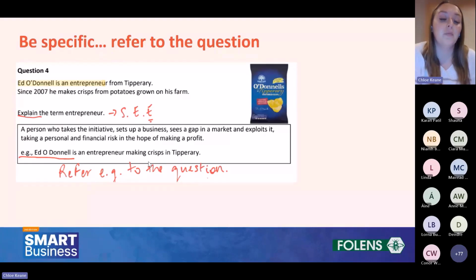They've spoken about Ed O'Donnell as the entrepreneur. So when you're explaining the term, you're given the definition, and the example can refer back to the question. They don't always have to remember their own example. Most of the time there's a little case study or a blurb given there, and they can refer back to that as the example.